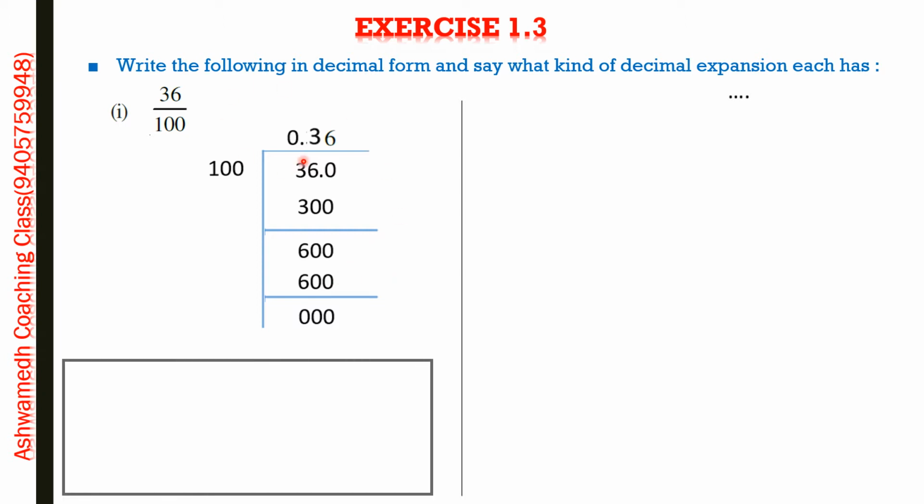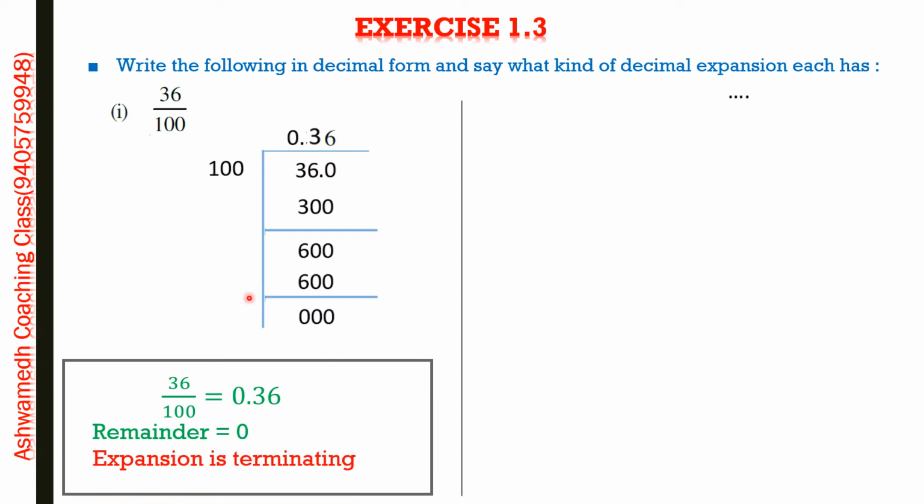Got it? So 36 by 100 is 0.36, the remainder is 0, and this expansion is terminating. If the remainder is 0, the expansion is terminating. If we find that certain blocks are repeating, that expansion is recurring, and non-terminating recurring. Let us see the second example, 1 by 11.